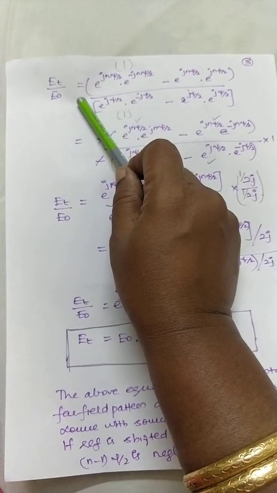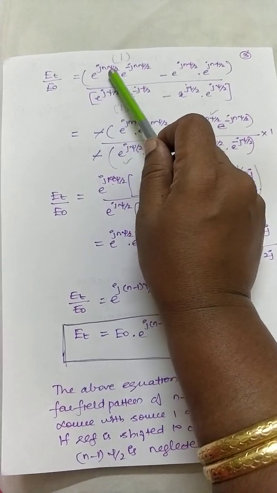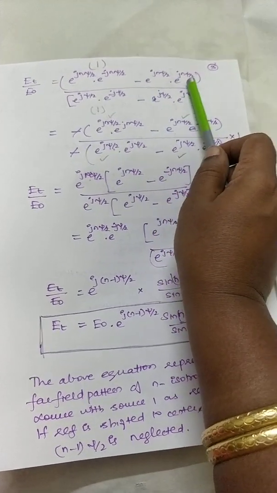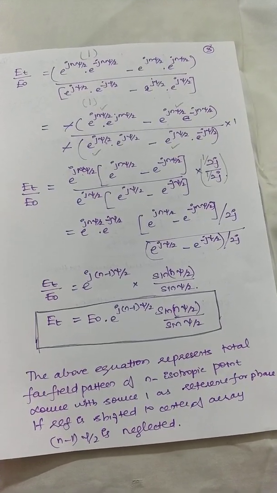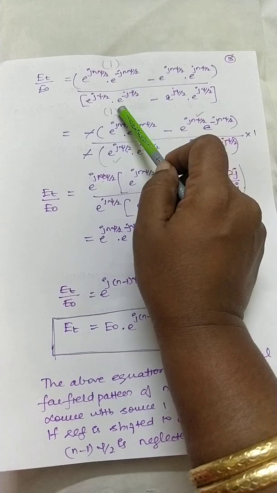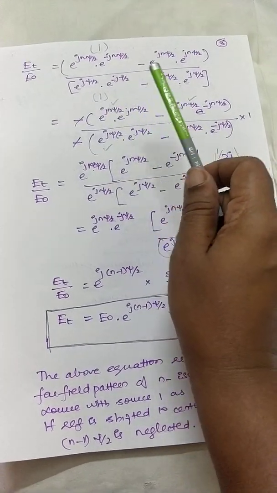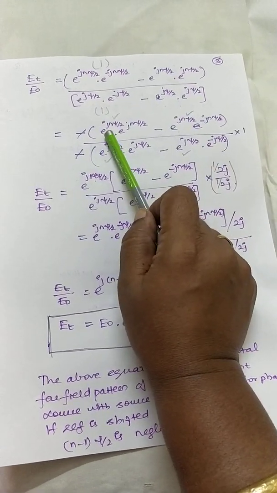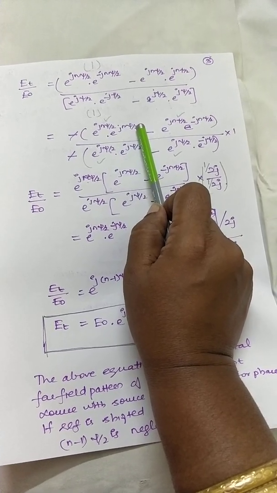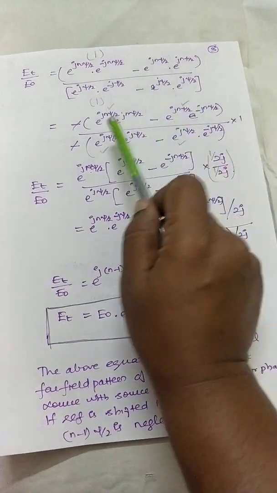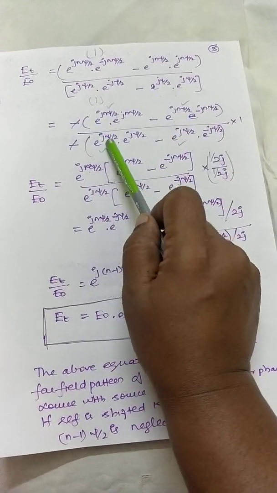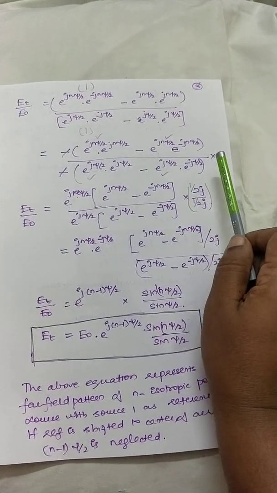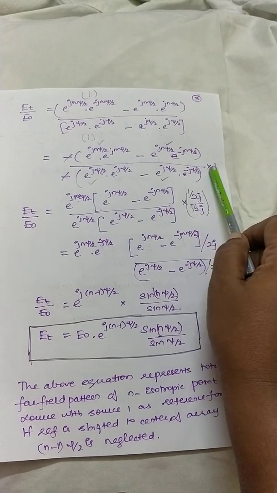Et divided by E naught becomes equal to, again, 1 rewritten as e power j n psi by 2 into e power minus j n psi by 2, minus e power j n psi by 2. The same equation we have written with replacement of 1 in both the numerator and denominator. Rewrite the equation by taking the negative sign out. This term is brought here, e power j n psi by 2 into e power j n psi by 2 minus this term. Similarly here also, as I have taken the minus, this term goes to the front: e power j psi by 2 into e power j psi by 2 minus e power minus j psi by 2.